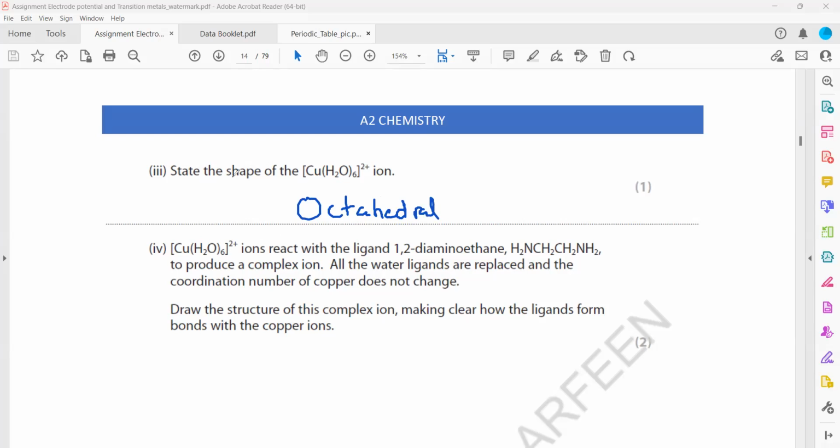Then we have a complex of copper which reacted with 1,2-diaminoethane. So it's a bidentate. Like this water is a monodentate ligand. It is replaced by a bidentate to produce a complex. All water molecules are replaced. Draw the structure of this complex. Make clear how the ligands form the bond with the copper.